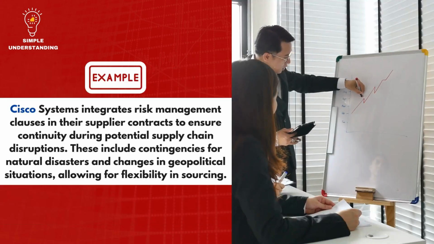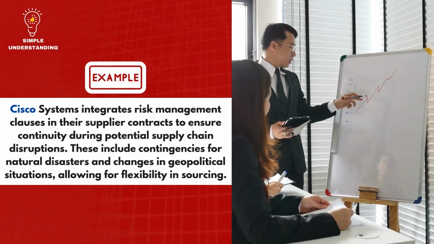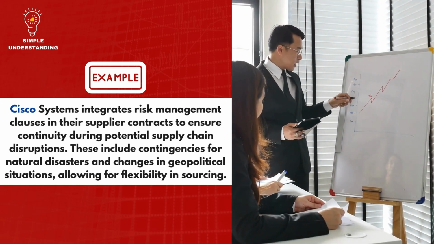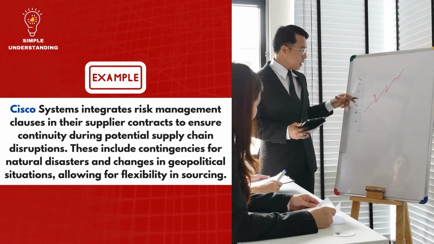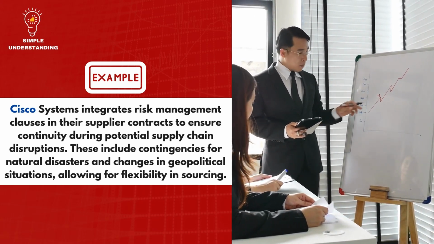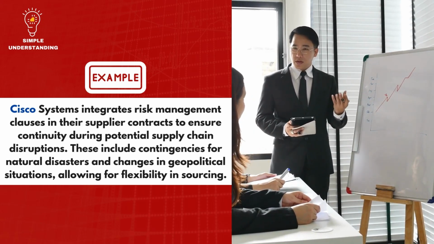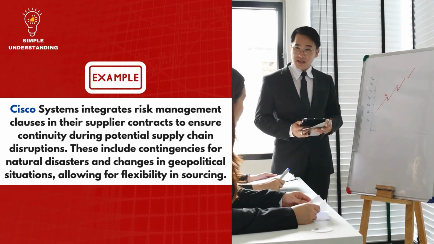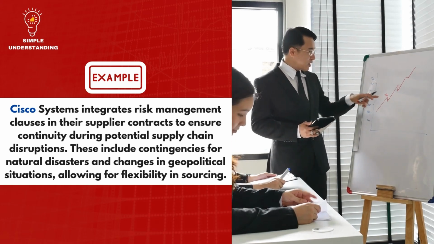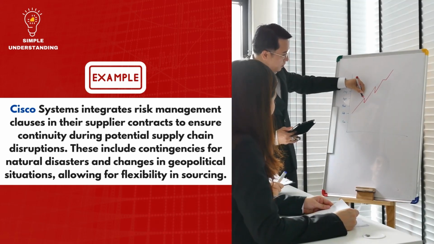Real company example. Cisco Systems integrates risk management clauses in their supplier contracts to ensure continuity during potential supply chain disruptions. These include contingencies for natural disasters and changes in geopolitical situations, allowing for flexibility in sourcing.